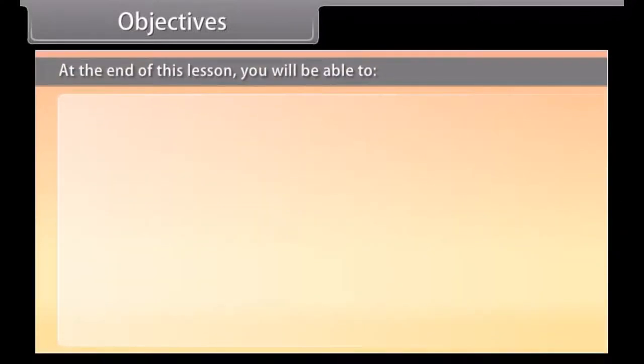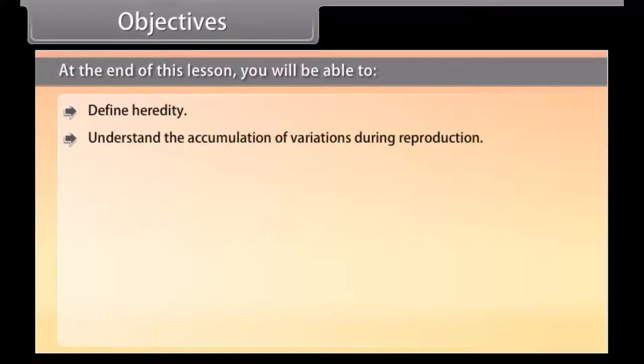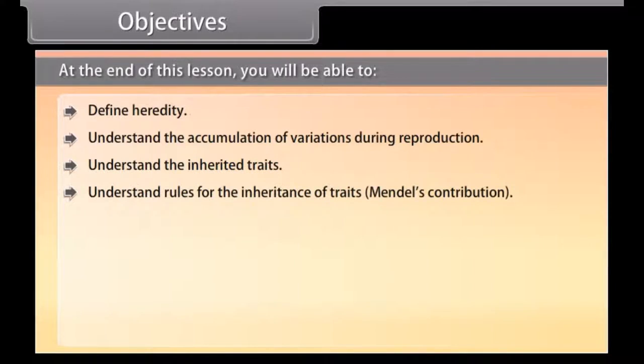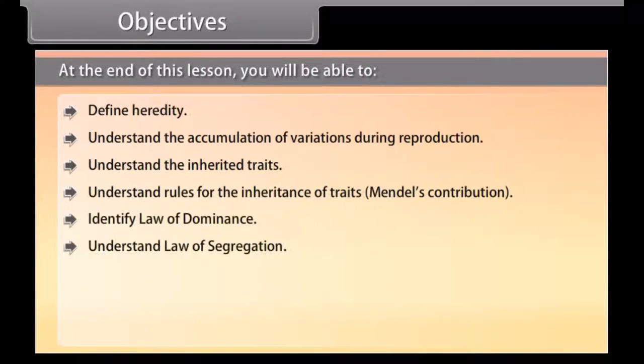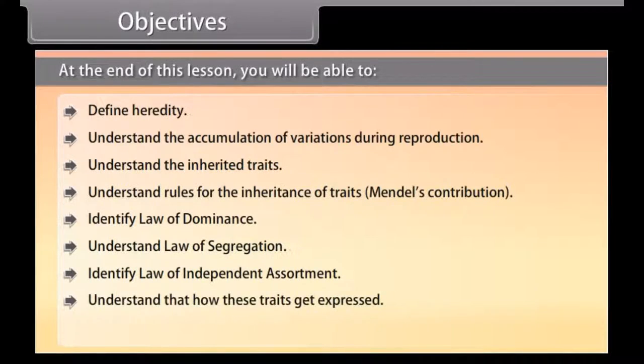Objectives. At the end of this lesson, you'll be able to define heredity, understand the accumulation of variations during reproduction, understand the inherited traits, understand rules for the inheritance of traits, Mendel's contribution, identify law of dominance, understand law of segregation, identify law of independent assortment, understand how these traits get expressed, understand the process of sex determination.